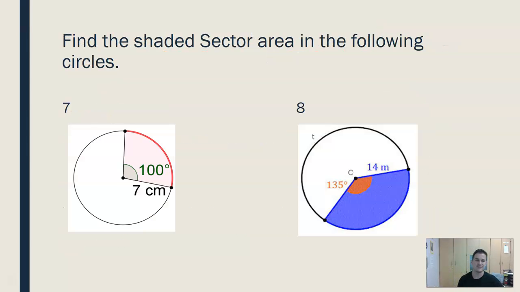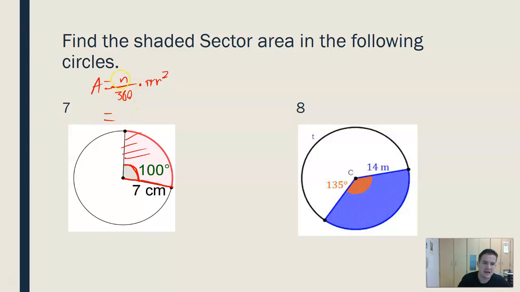So let's practice finding that. I'm skipping over to questions 7 and 8. It says find the shaded sector area in the following circles. I have this angle of 100 degrees and a radius of 7 centimeters. I'm looking for the sector area. So the sector area is equal to n divided by 360 times the area of the circle, or times pi r squared.